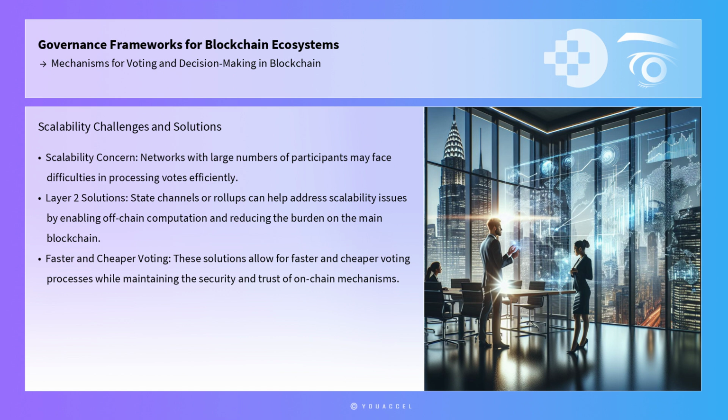Scalability is another concern, as networks with large numbers of participants may face difficulties in processing votes efficiently. Layer 2 solutions, such as state channels or roll-ups, can help address scalability issues by enabling off-chain computation and reducing the burden on the main blockchain. These solutions allow for faster and cheaper voting processes while maintaining the security and trust of on-chain mechanisms.